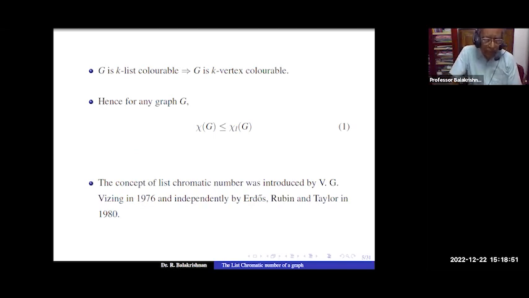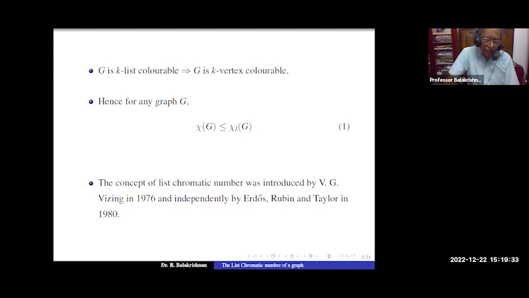Now, one thing is obvious: if G is k-list colorable, then G is k-vertex colorable. The reason is that, suppose G is k-list colorable, you give the same list 1, 2, 3, ..., k at each vertex. Then it is possible to pull out a color out of each list and give a proper coloring. That is what you may be saying, that G is k-vertex colorable. So if G is k-list colorable, then G is automatically k-vertex colorable.